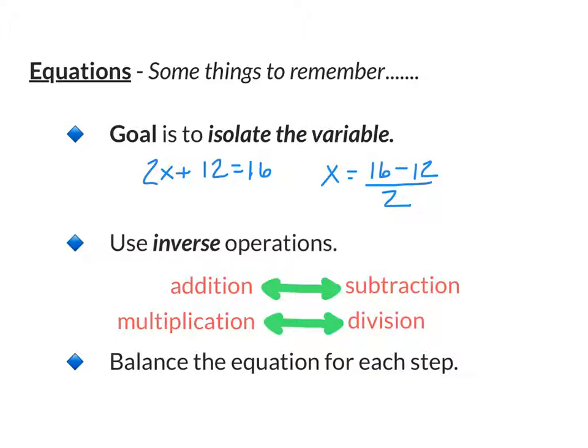All right, some things that we're going to keep in mind as we solve these two-step equations are to isolate the variable, use inverse operations, and just a reminder that inverse operations are addition and subtraction, and the other set of inverse operations are multiplication and division. And the third thing, which is even more important now that we have multi-step equations, is that we need to balance the equation for each step, and you need to show that you are balancing the equation for each step.